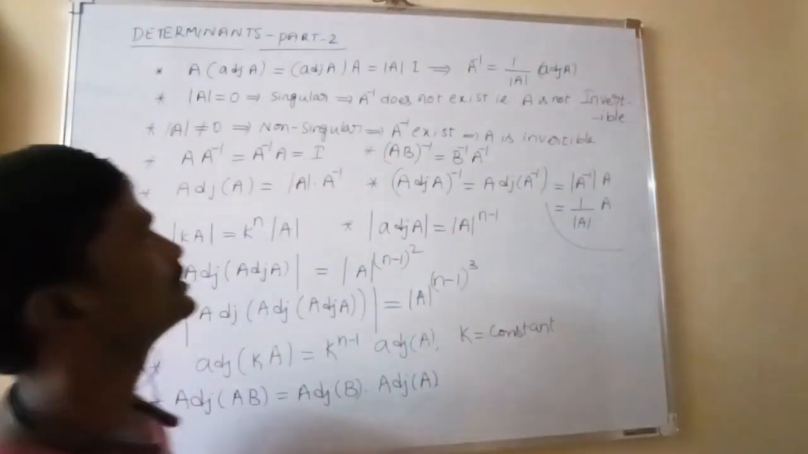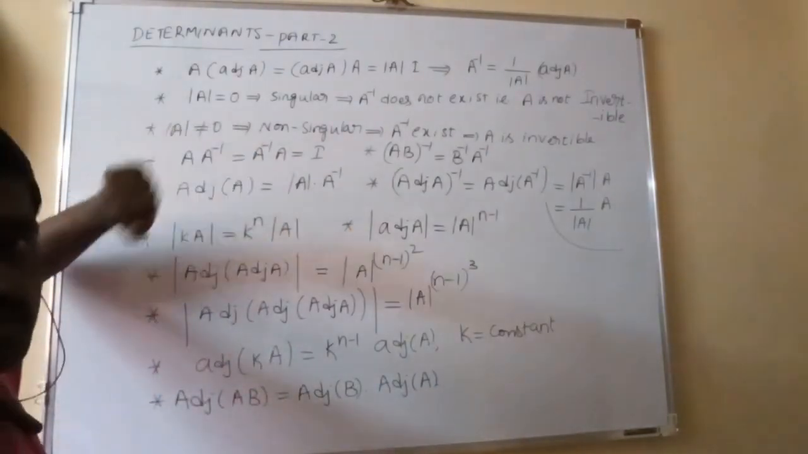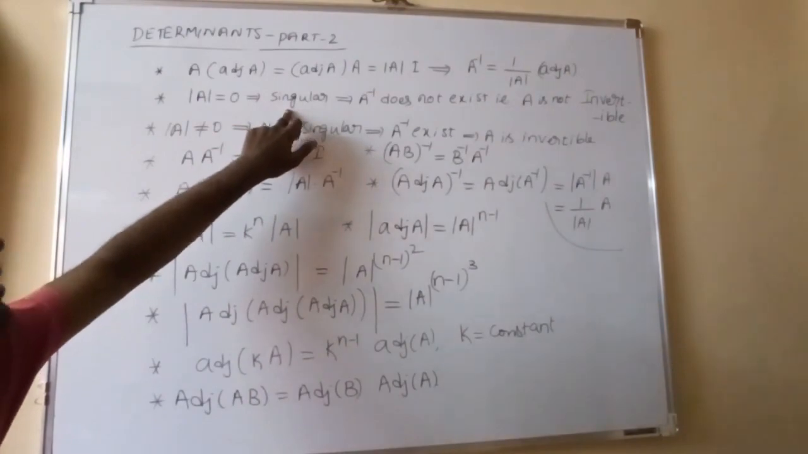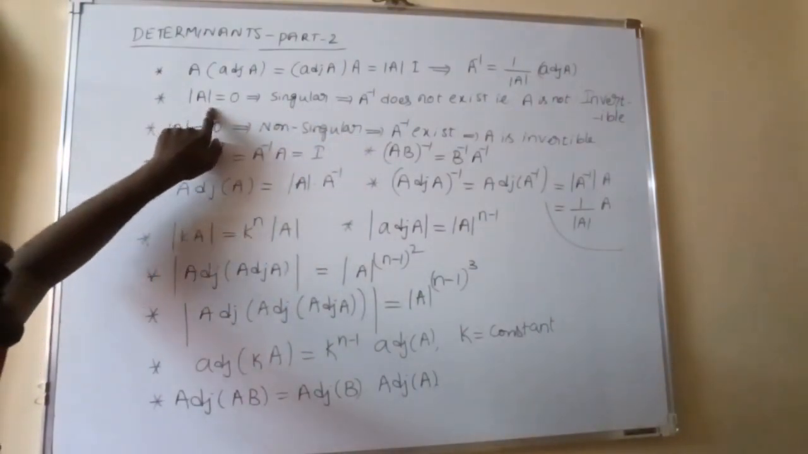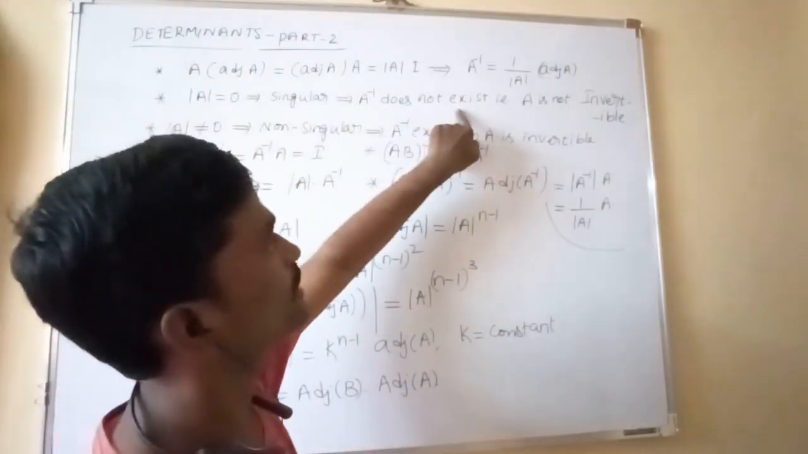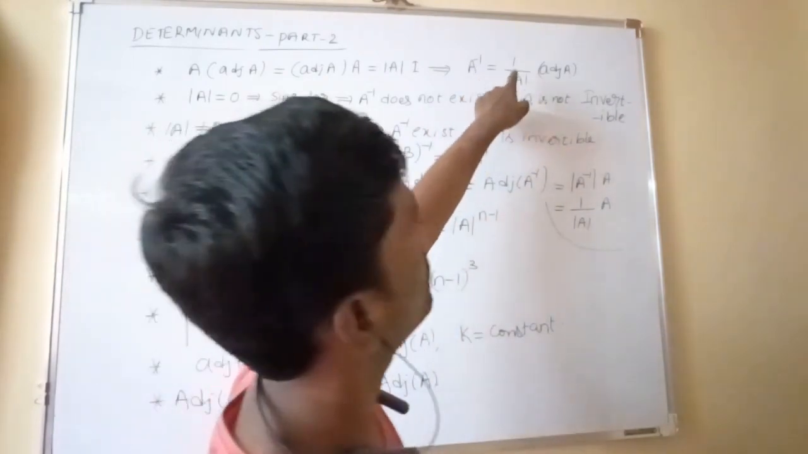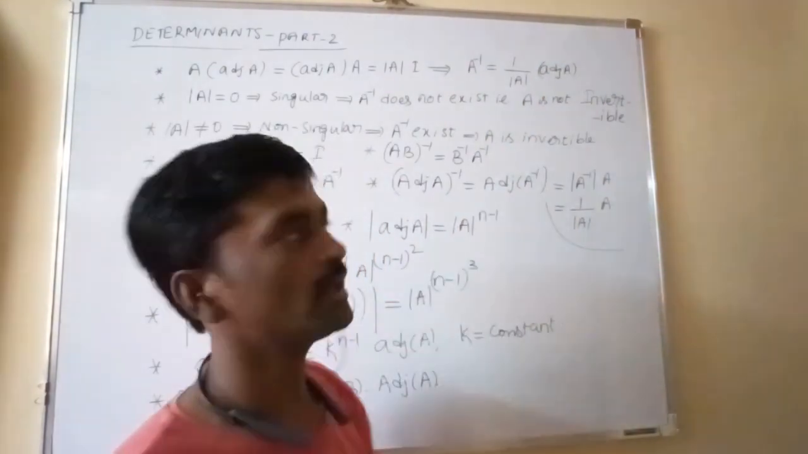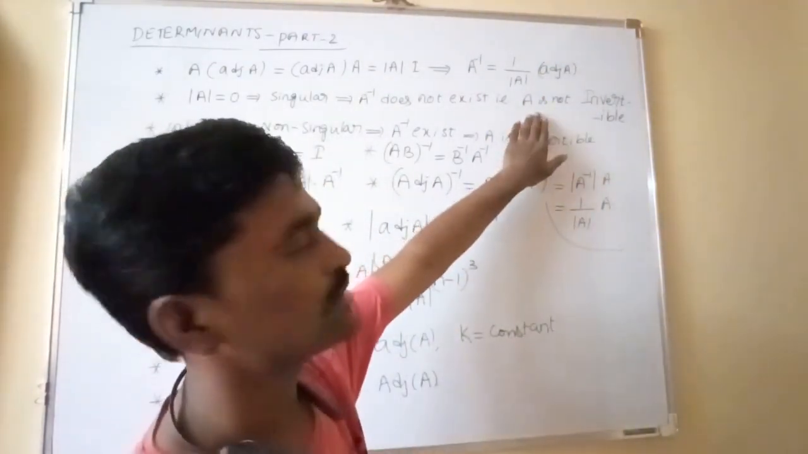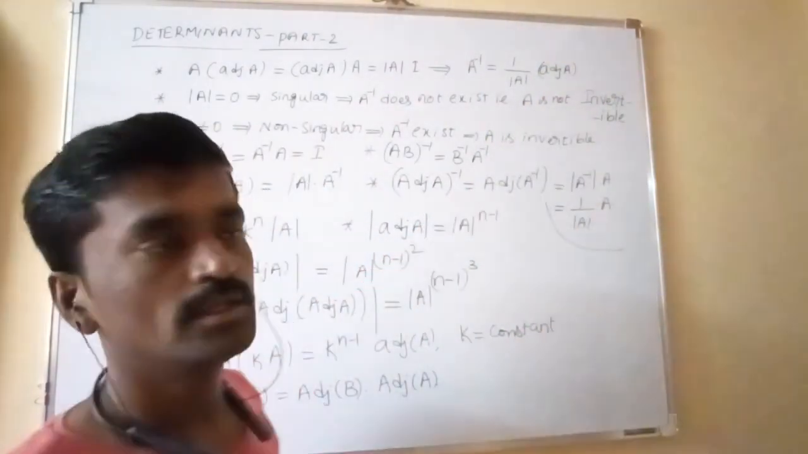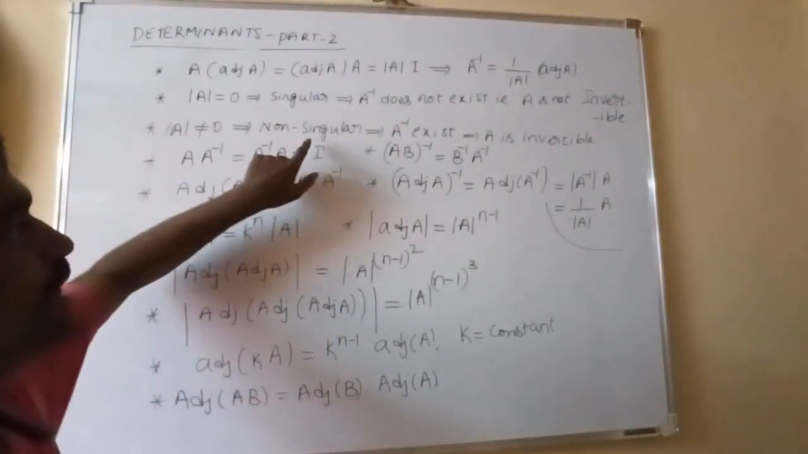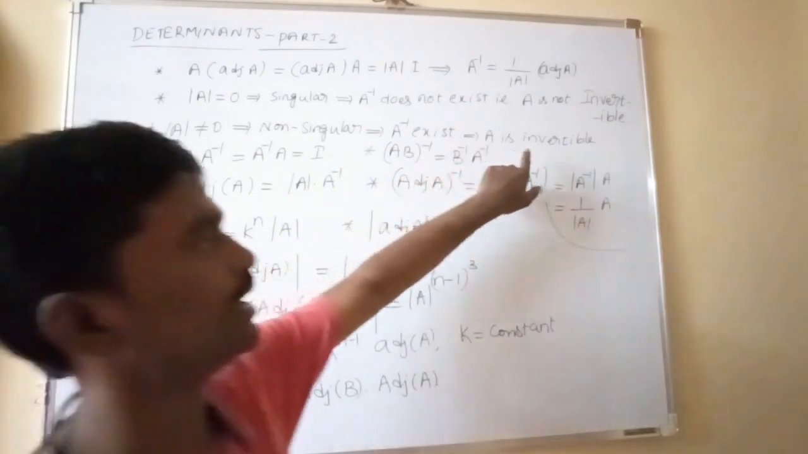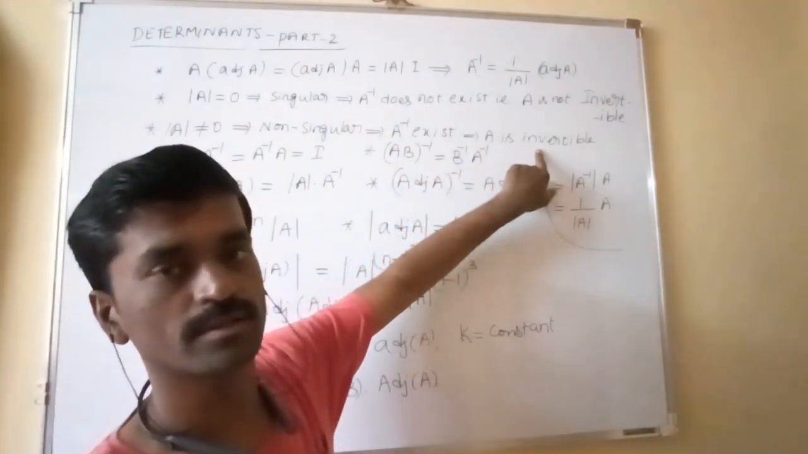Here is one definition: a square matrix A is said to be a singular matrix if det A is equal to 0. That means A inverse does not exist, because if det A is equal to 0, then 1 by 0 into adjoint A is not defined. So, A inverse does not exist, or A is not an invertible matrix. If det A is not equal to 0, then A is called a non-singular matrix, then A inverse exists and A is an invertible matrix.